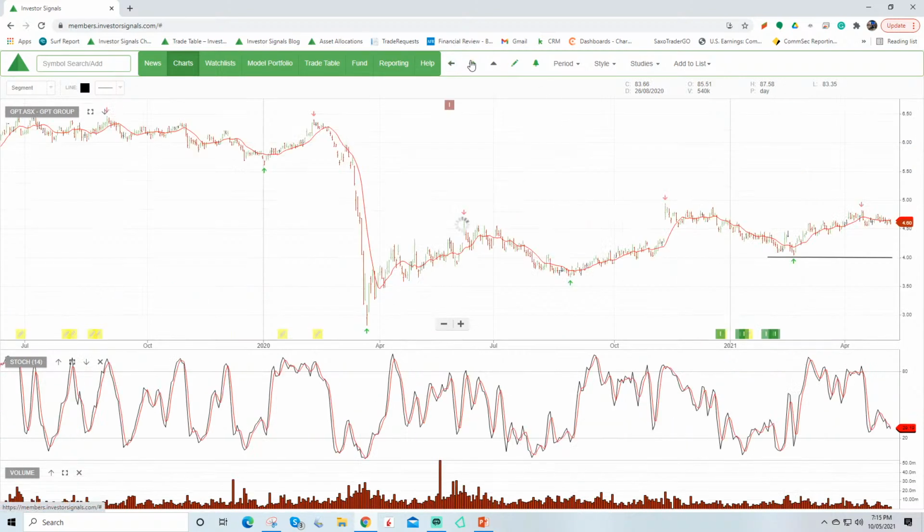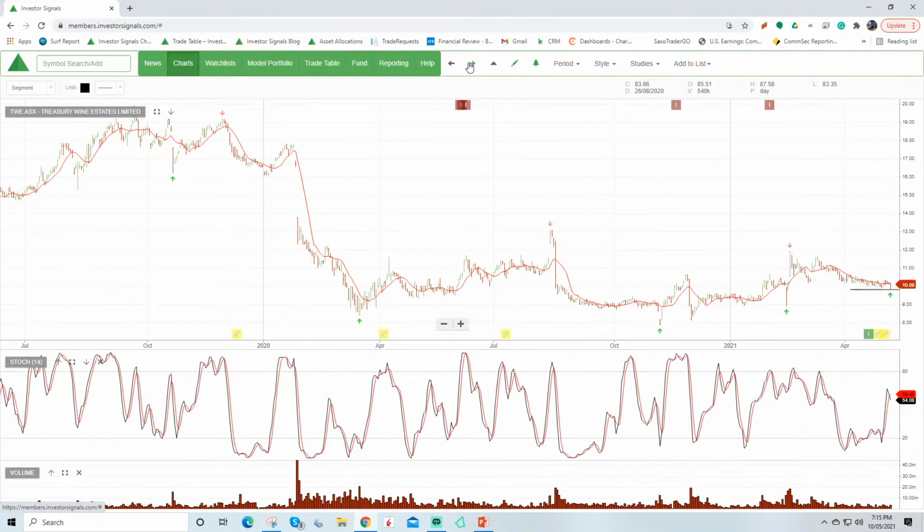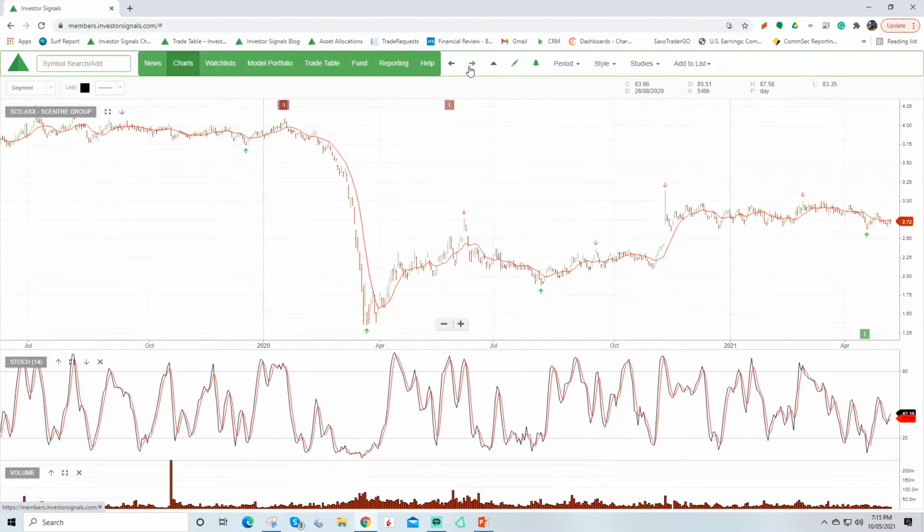GPT Group, again, think about SLF over GPT. Treasury Wines, a small allocation to Treasury in portfolios. I think it is a slightly higher risk proposition than some of the other names I've mentioned, but it's under algorithm buy conditions now at around $10, and think about adding a small amount of that into portfolios.